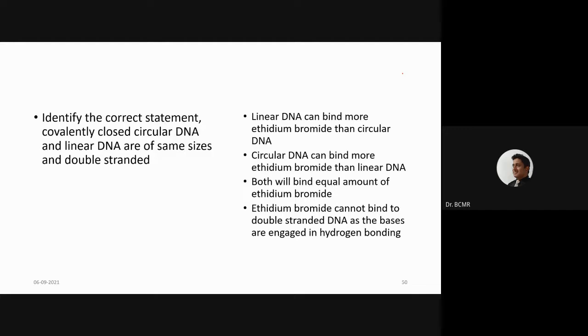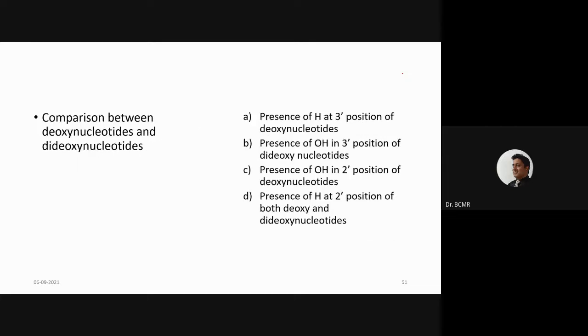So next question, Parvati, you should not answer. Somebody else, anybody. Comparison between deoxynucleotides and dideoxynucleotides. Those who have finished genetic engineering should be able to answer. Pick any option.